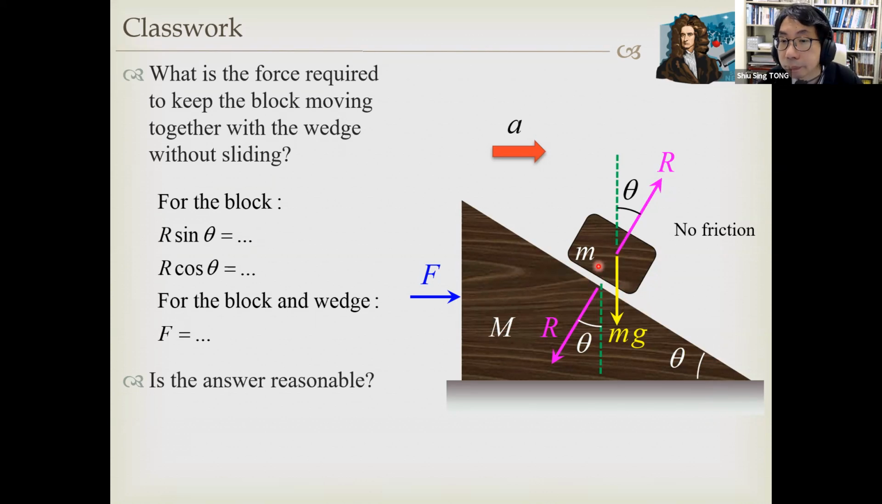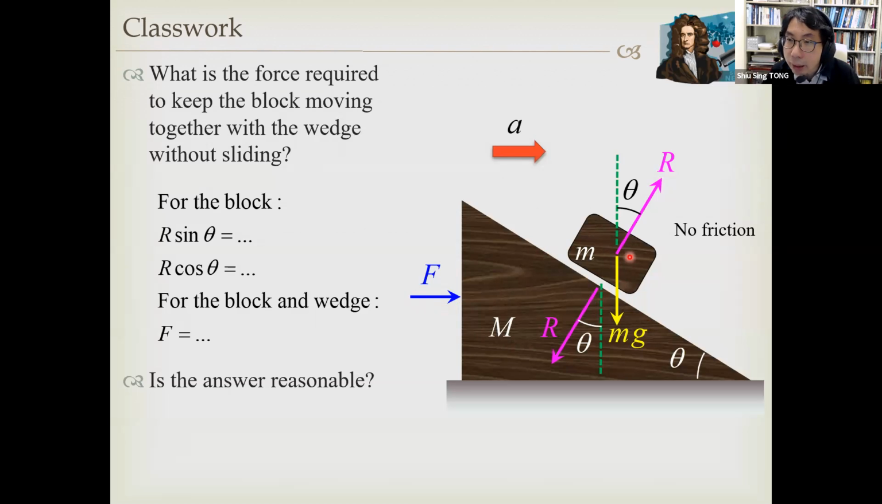surface of the wedge. And of course, if I don't move the wedge, the block will slide down. But now I push the wedge with a horizontal force F, such that the block stays relatively at rest on the wedge. It does not slide down. Okay, and I would like to find that horizontal force required to do so. Okay, can you grasp the idea?